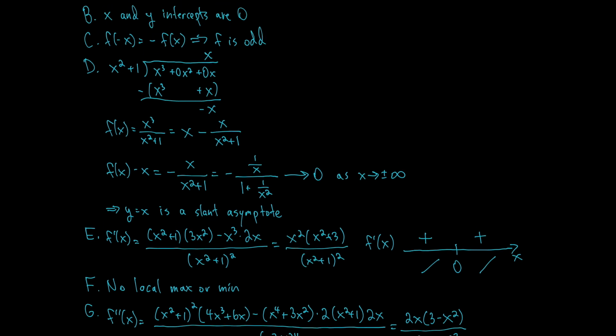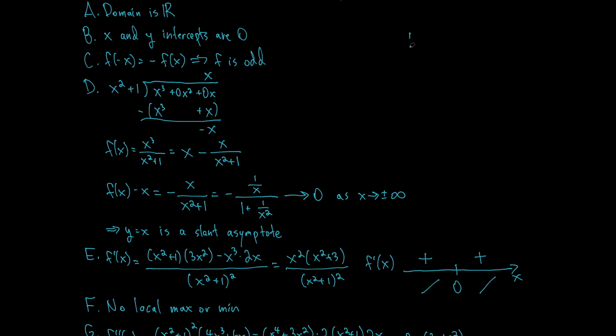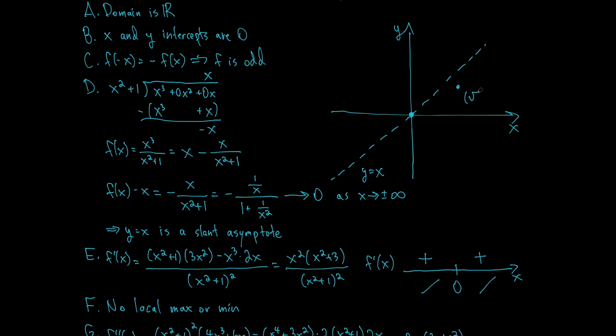To graph this thing, let's start with our slant asymptote, because that was the most exciting thing. So let's do a nice slant y equals x. And then we have inflection points over here. And let's say over here, let's call this rad 3, 3 rad 3 over 4. And over here, this can be minus rad 3, minus 3 rad 3 over 4.